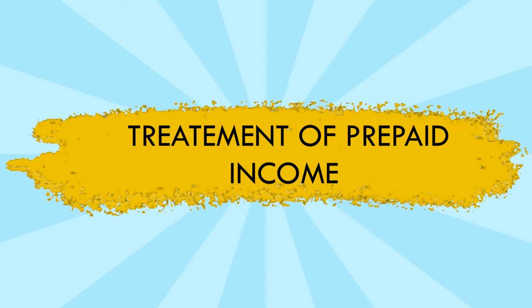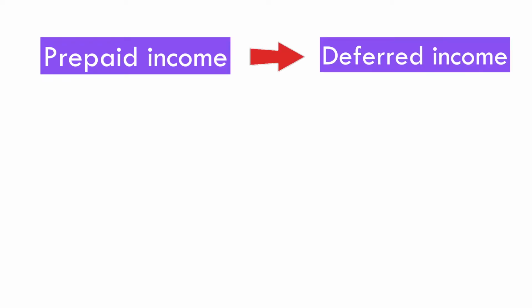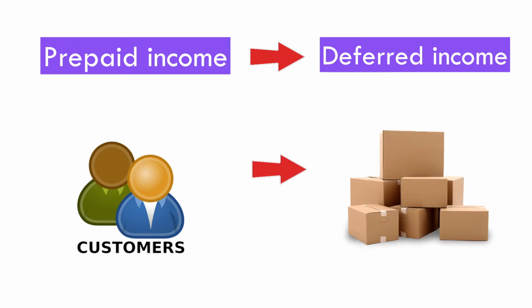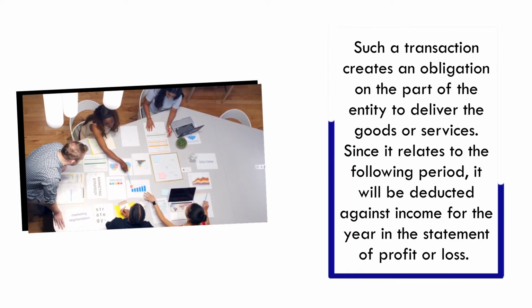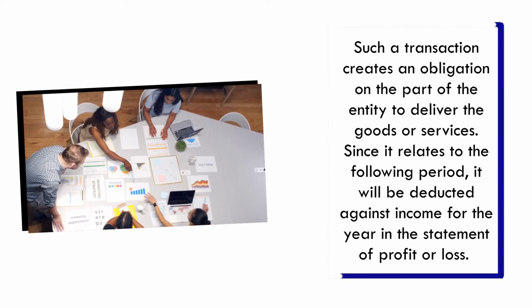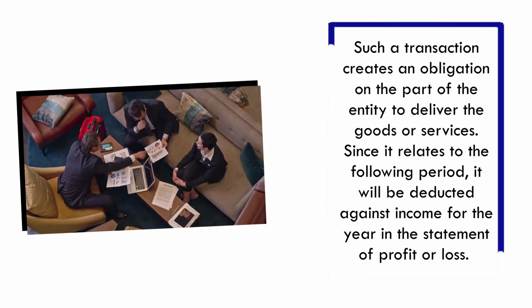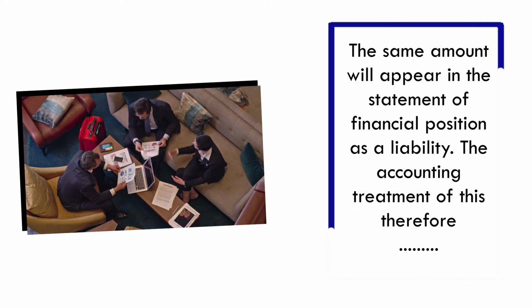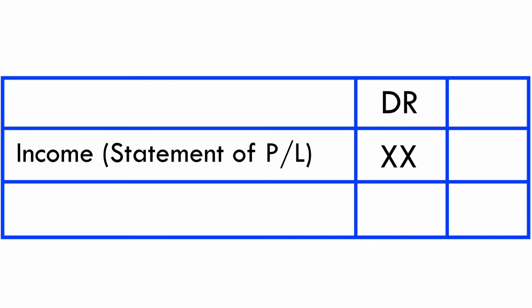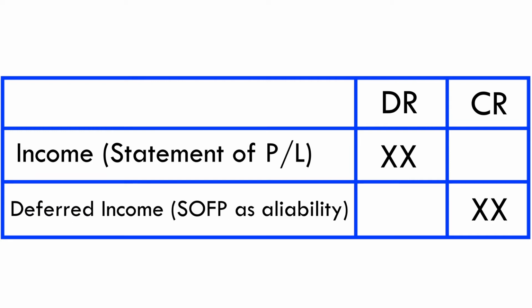Treatment of prepaid income. Prepaid income, also referred to as deferred income, is an income that has already been received but is yet to be earned. This occurs when a customer pays for goods or services in advance. Such a transaction creates an obligation on the part of the entity to deliver the goods or services. Since it relates to the following accounting period, it will be deducted against income for the year in the statement of profit or loss. The same amount will appear in the statement of financial position as a liability. The accounting treatment of this, therefore, is to debit income, the statement of profit or loss, and credit deferred income, a liability in the statement of financial position.